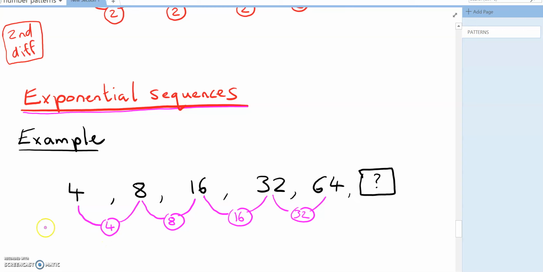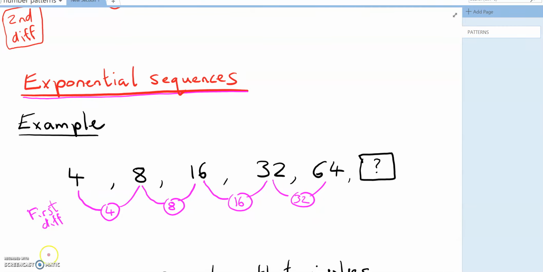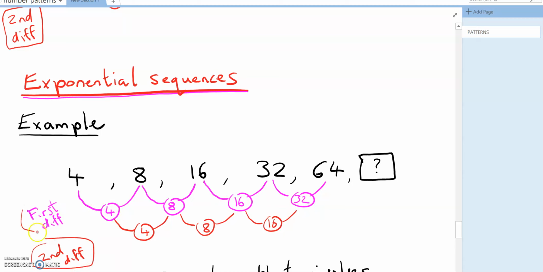So let's get the second difference. Seeing as how we just worked out the first difference, now let's find the second difference, and maybe then we'll see that it's a quadratic. Let's do the second differences in red. So the difference between 4 and 8 is 4. Between 8 and 16 is 8. And between 16 and 32 is 16. So neither the first or the second differences are the same. And when the first or second differences are not the same, it means it's an exponential. It probably is an exponential sequence.